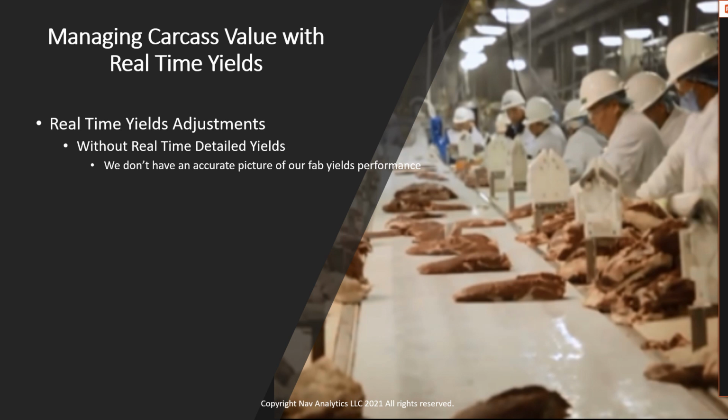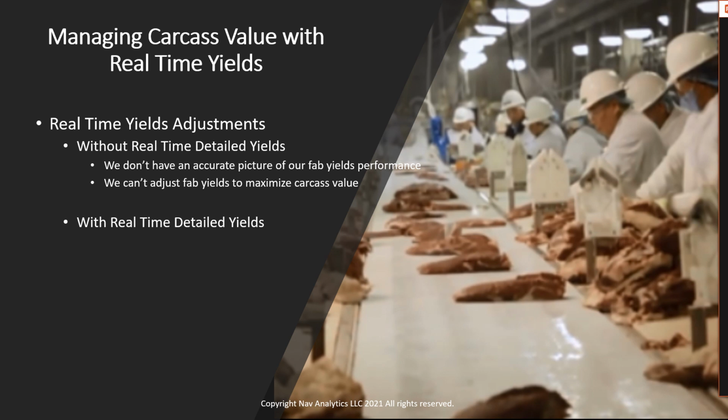Not on the day that's taking place, nor on the following day, because all we're doing is assuming a certain standard yield, which doesn't take into account the carcass types that are going through fabrication. We can't adjust fab yields to maximize carcass value because we don't have the level of resolution in yields that we need to make those types of adjustments.